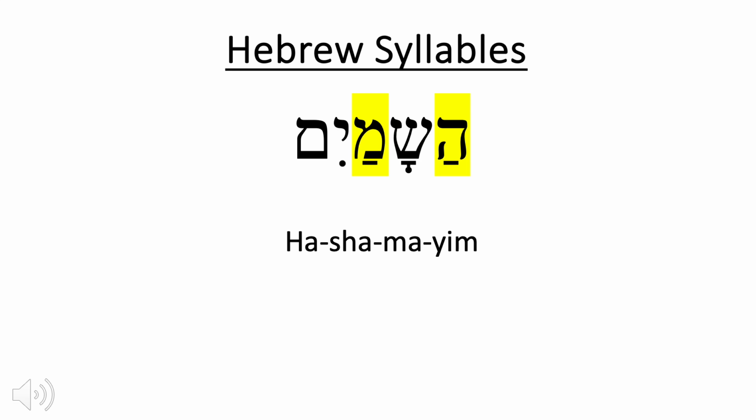This word is actually a very simple word to divide because of that rule that there is only one vowel per syllable. So every time we see a second vowel, we know that we have a new syllable. So hey plus patach must be one syllable. Shin plus kametz must be another syllable. Mem plus patach must be a third syllable. And then we have the final syllable, yod, hirik, mem.